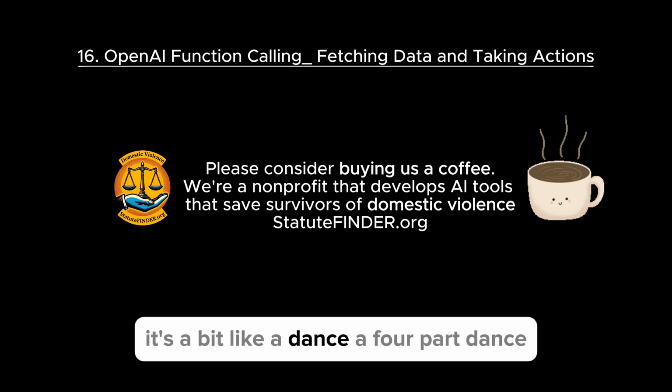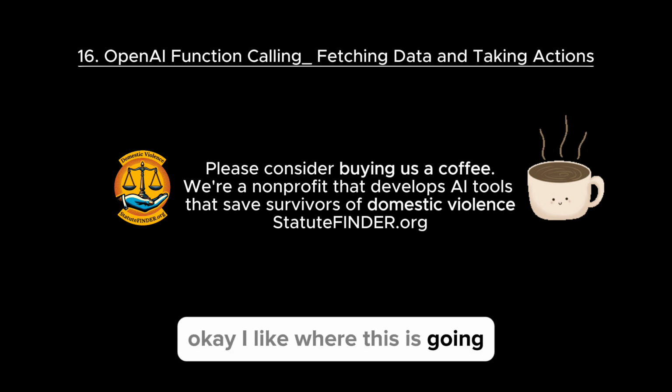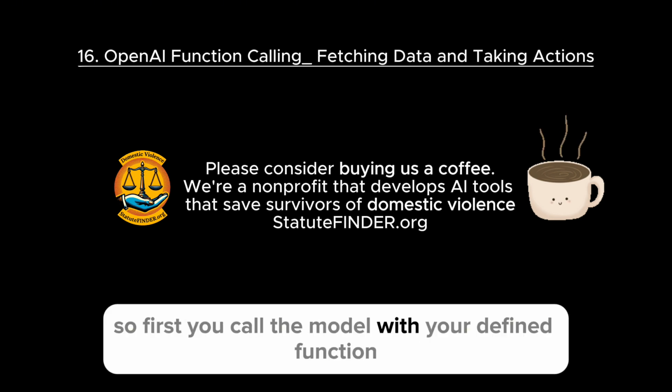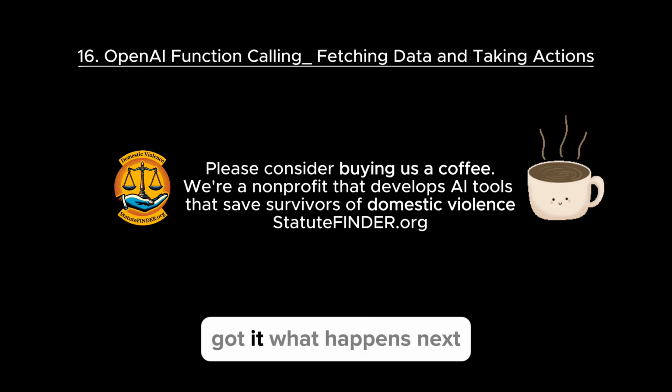It's a bit like a dance. A 4-part dance between your code and the OpenAI model. I like where this is going. All right, so first you call the model with your defined function. So we're handing the AI the instructions. Exactly. It's like giving it the blueprint. Got it. What happens next?